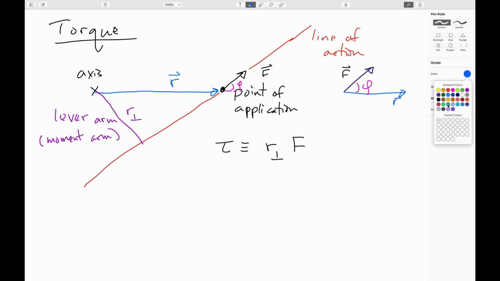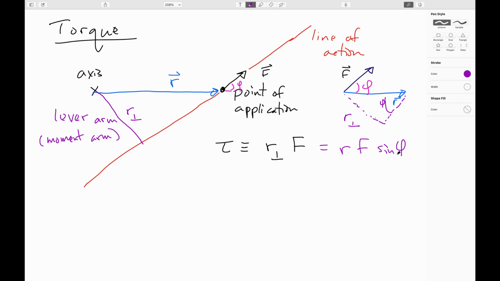I can project out here. I can go like this, and this angle here would also be phi. And this piece here is our perpendicular. So this is the opposite of phi. So we could also write this as RF sine phi.